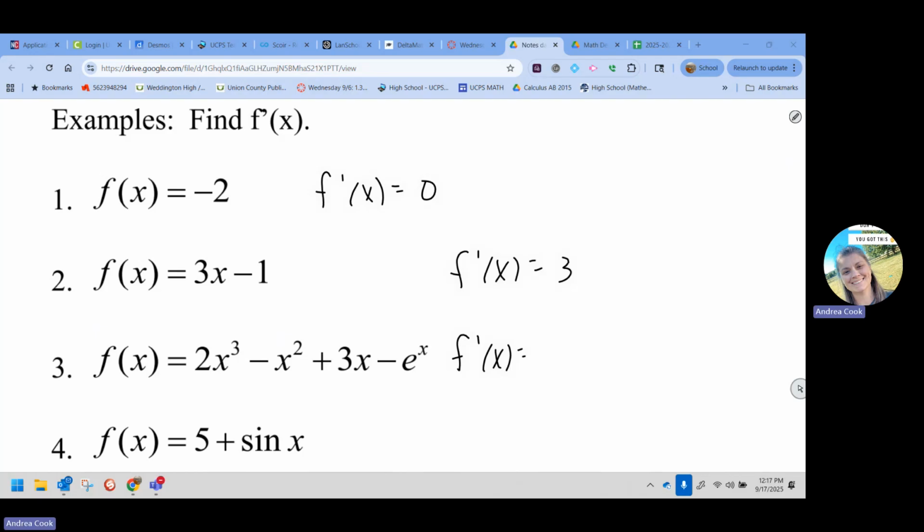Okay, third one. This is also a constant multiple. It's 2 times a variable. So I keep the 2 there, and then I'm going to do the power rule. If you want to do this in one step, you could go ahead and make that 6x squared, because I keep the 2 there and bring the 3 in front, so 3x squared, and then the 3 and 2 multiply. Then this will be minus 2x. And then this is x to the 1, so this becomes plus 3x to the 0, which is just 3. And then e to the x just stays e to the x. So I'm going to have minus e to the x at the end.